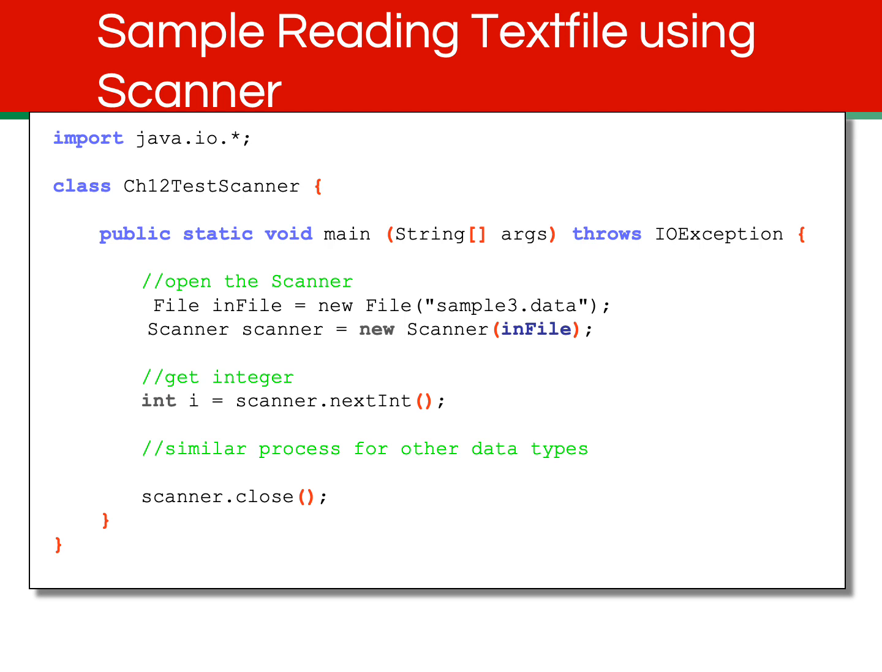We can also read the text file using Scanner. To do it, we need to open the Scanner. So we would have File inFile equal to new File sample3.data. And then we have our Scanner, Scanner equal to new Scanner and our file object, which is inFile. To get the integer, we would write scanner.nextInt. We would do a similar process for other data types. Remember to always close after you have finished. For example, over here, we would close it by writing scanner.close.